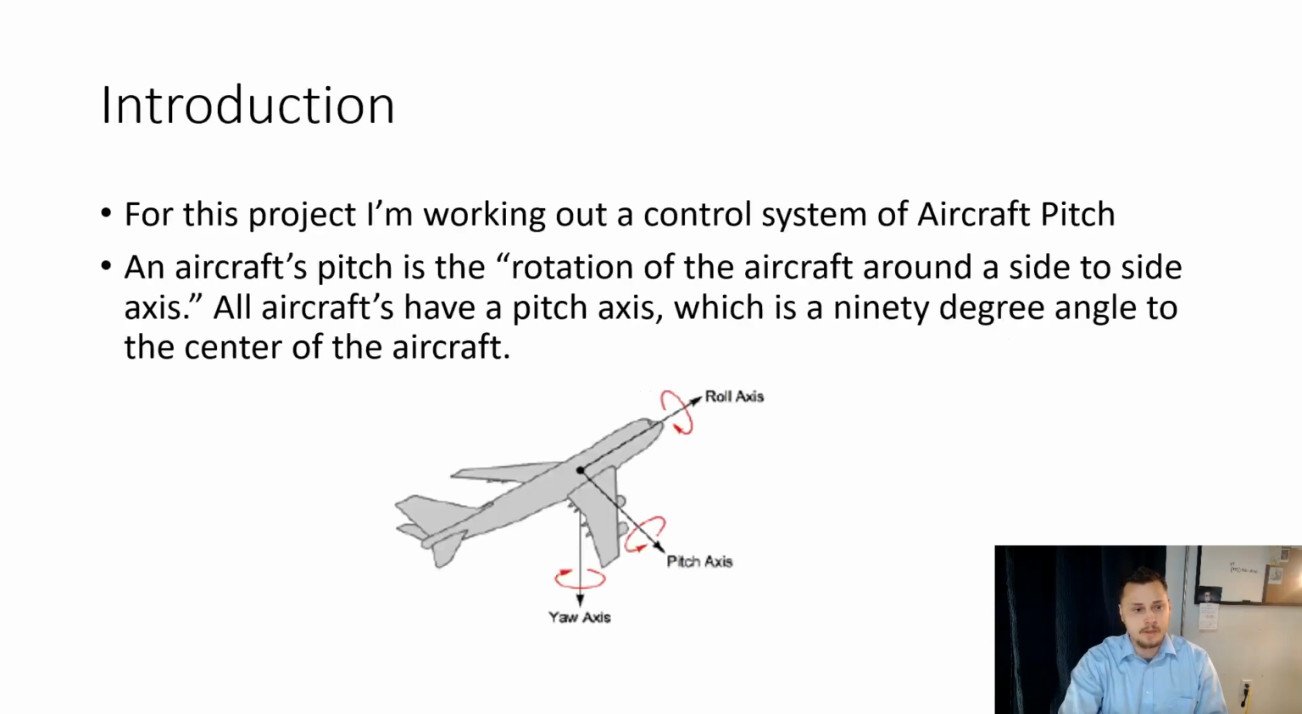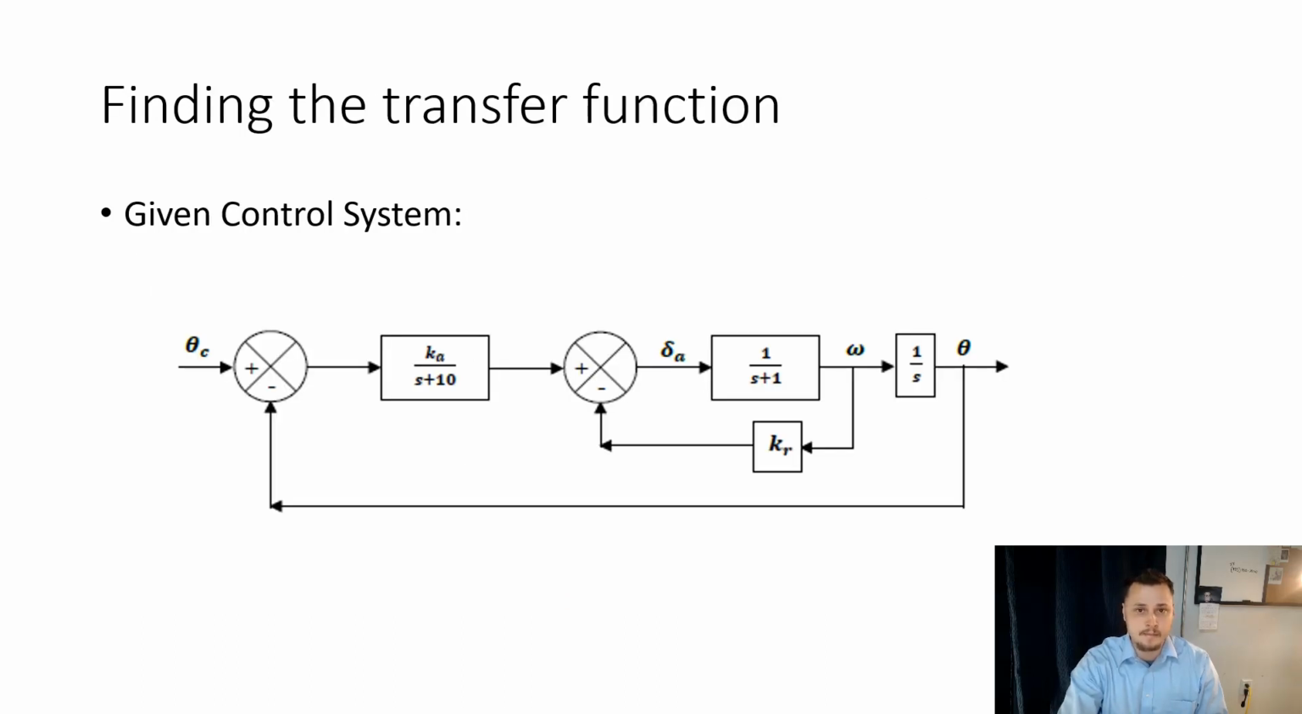My project for 405 was an aircraft's pitch angle control system. An aircraft's pitch angle is the angle between the longitudinal direction of the plane and the horizon. All aircraft have a pitch axis, as shown here in the picture, which is at a 90-degree angle to the center of the aircraft. This axis helps control the longitudinal orientation of an aircraft and is used in planes' autopilot systems to keep the plane steady.